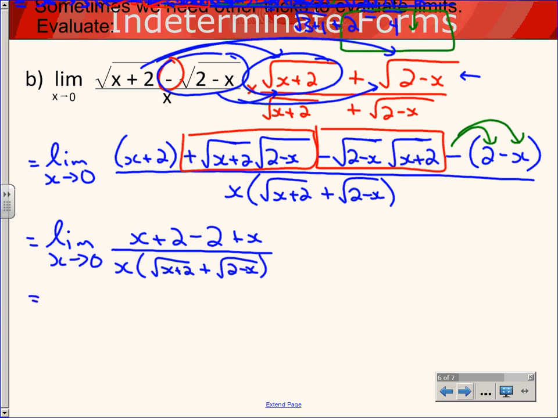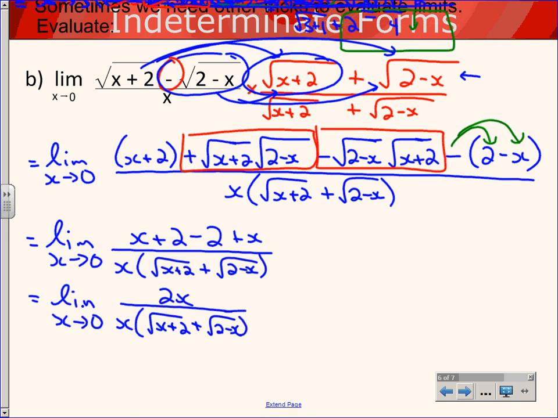So the top, what happened? The 2's are gone. But x plus x will be a 2x. And now we've got an x on the top and an x on the bottom. So those cancel. That was what I needed to happen, right? Because we had the limit as x approaches 0. So just having those x terms was what was causing all of the problem in the first place.